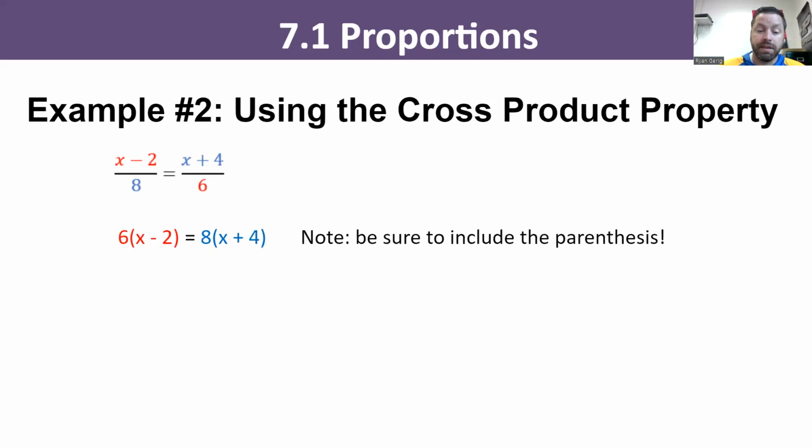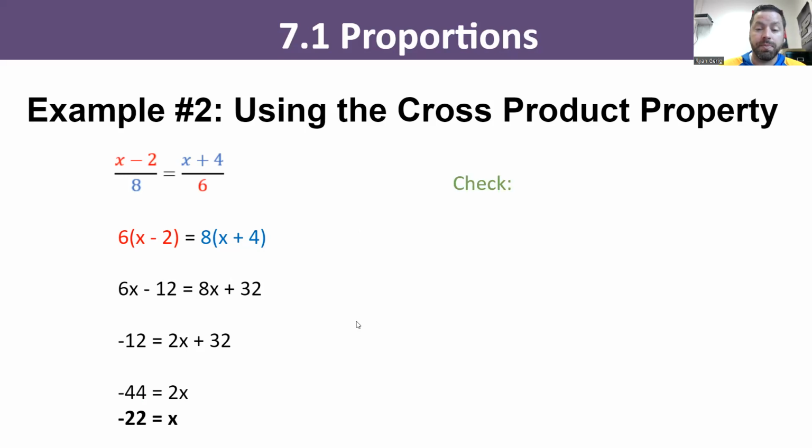So we write that down. 6 parentheses X minus 2 equals 8 parentheses X plus 4. Be sure to include those parentheses. It's the second time I've said that. That's an easy thing to forget, okay? So we distribute, we get 6x minus 12, and we distribute again, 8x plus 32, subtract my 6x's, and then subtract 32, divide by 2, I get x equals negative 22.